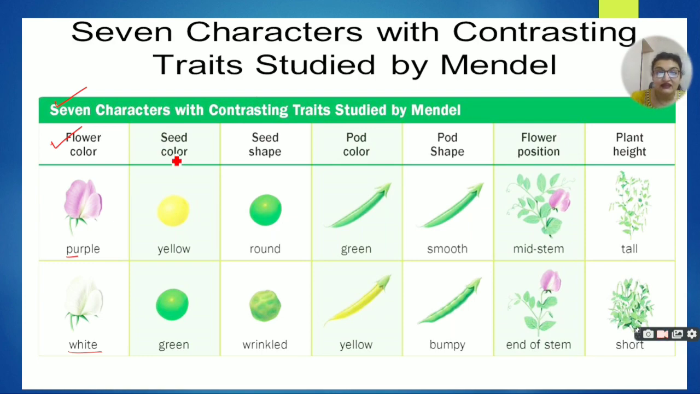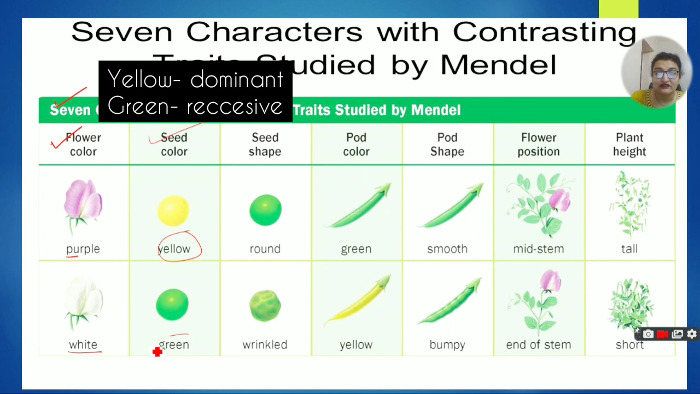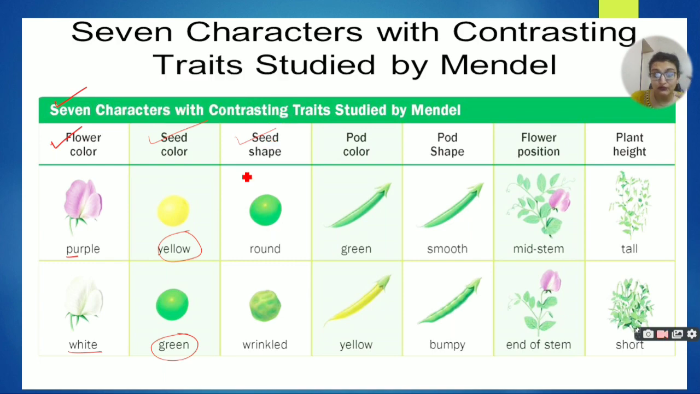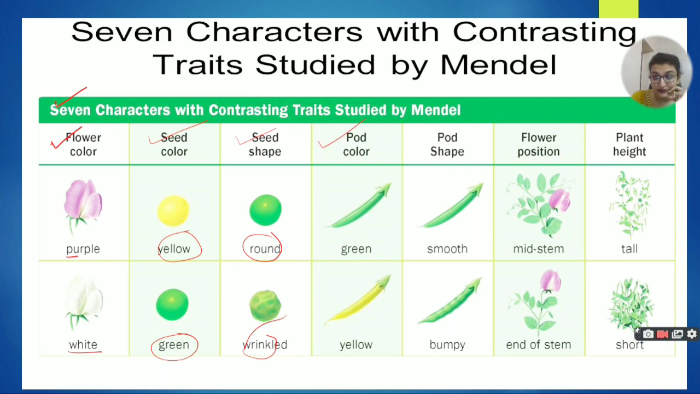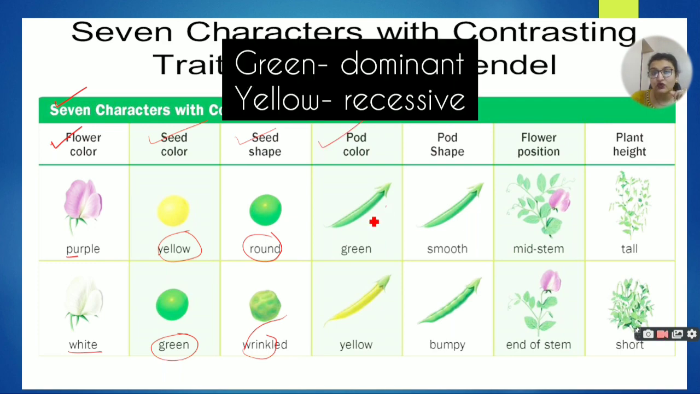The second characteristic that he has taken is seed color. The seed color is either yellow or green. Another characteristic that he has taken is the seed shape. How is the shape of the seed? It is either round or it can be wrinkled. Then we talk about another important character, that is the pod color. That is the color of what the pod looks like. As you can see on the screen, it is either green or yellow.